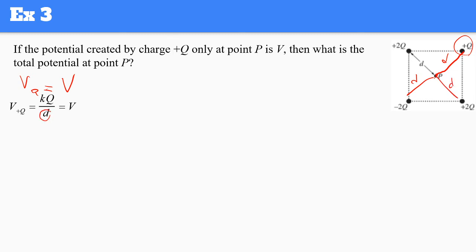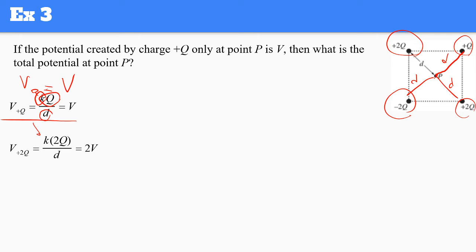So my distance is going to be the same, and my k is also a constant, so the only things that determine my potential are the amount of charge and the sign of the charge. The charge Q gives V, that's given, so kQ over d is given as V. Then what are we going to do? To find the total potential, we need to find the potentials created by this 2Q, negative 2Q, and then this 2Q.